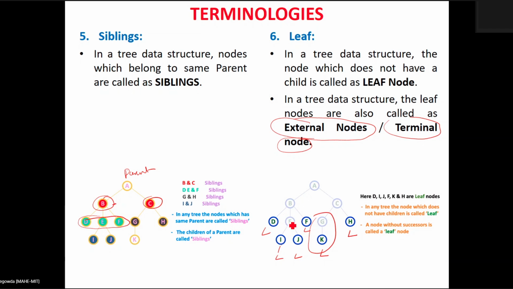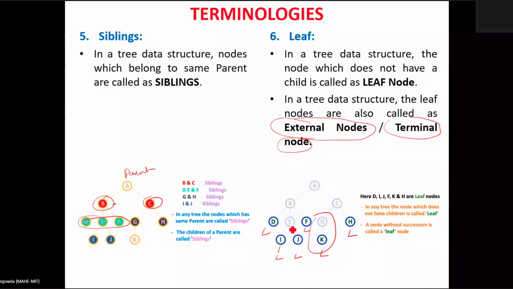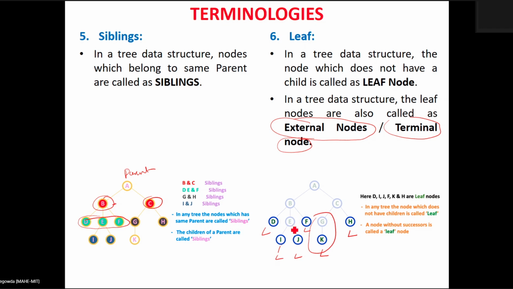If you look at D, E, F, they are the children of B. But the child E has two children, so E is the parent of I and J. D and F do not have any children, so they are treated as leaf nodes. So in this example, D, I, J, F, K and H are the leaf nodes. The other names for leaf nodes are external nodes, or terminal nodes.